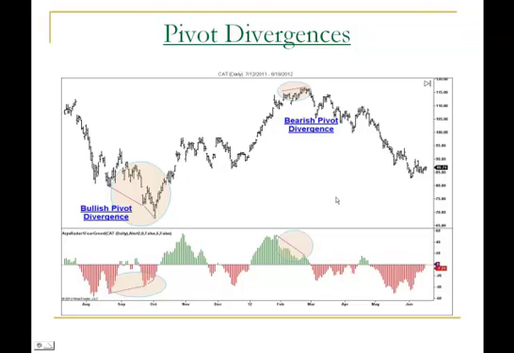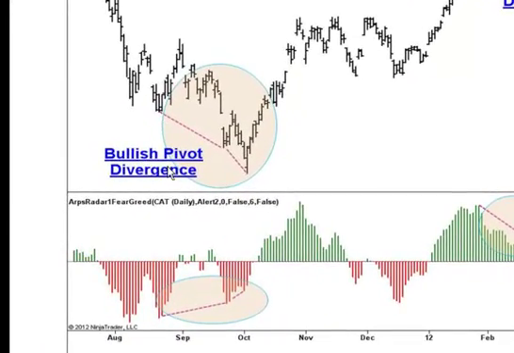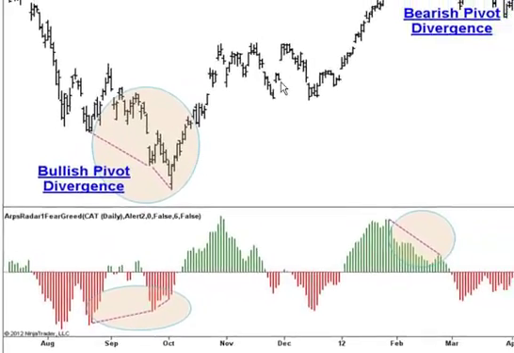First, let's just briefly review what is a pivot divergence for those of you that may not be familiar with a pivot divergence. A bullish pivot divergence is looking for the price to make continually lower lows. Yet, while the price is making lower lows, you're going to see the oscillator make higher lows. This is an indication that the forces that are driving the price down are losing their strength, and the price is likely to change direction.